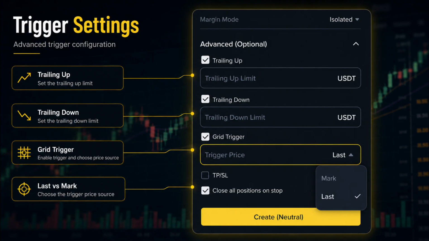You may also see a choice like last price or mark price for the trigger. We explained this in the previous video, but the short version is simple. Last price is the latest traded price. Mark price is a more stable reference used by the futures system. That means the trigger behavior can differ depending on which price reference you choose.